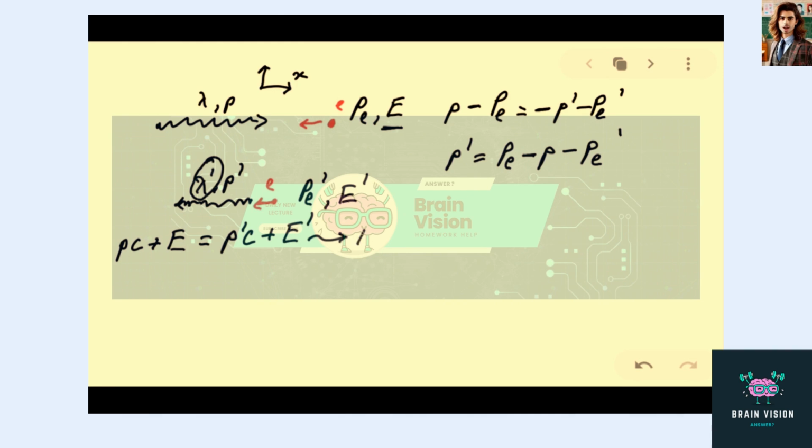Now at this point, you want to substitute in the total energy of the electron, using Einstein's mass-energy relation. This equals to, sorry, no square root. This equals to P E prime C square, sorry, P E prime C square plus the rest energy squared.